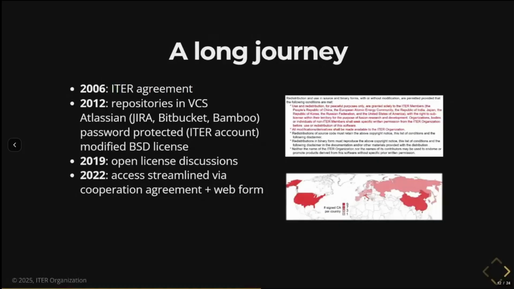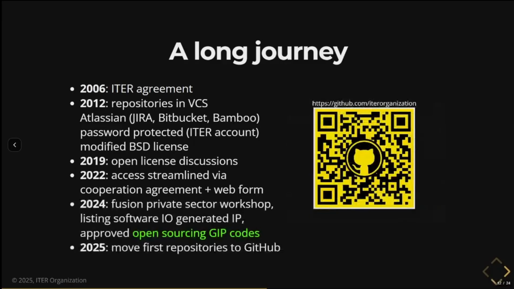After COVID, we were not there yet in open licenses. So we started to put in place additional cooperation agreements, additional web forms that allow people to automatically be registered and request access to various repositories. So more and more people could get access to it, but it was not yet open source.